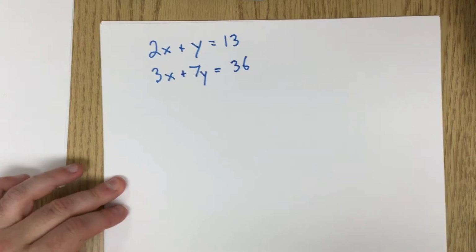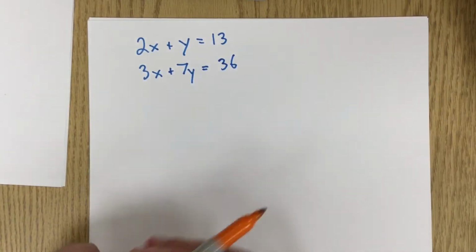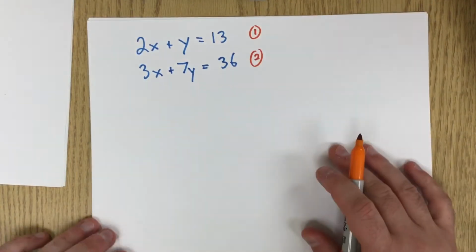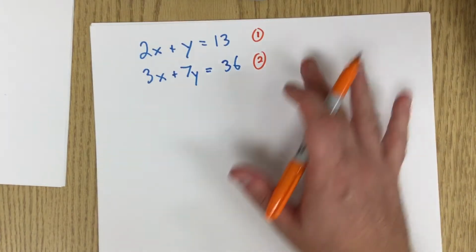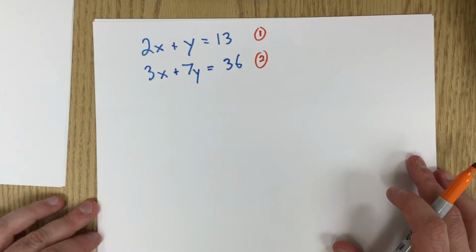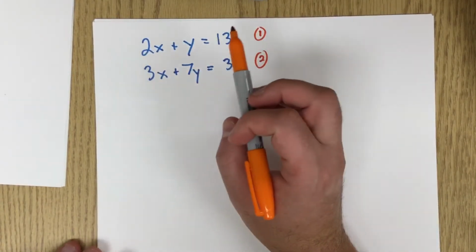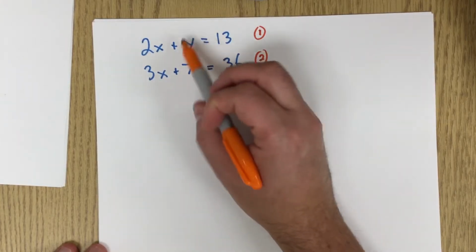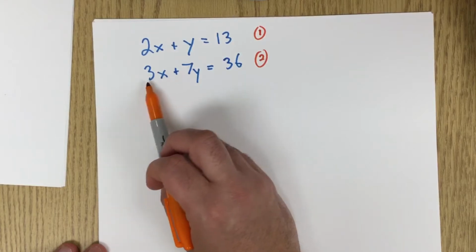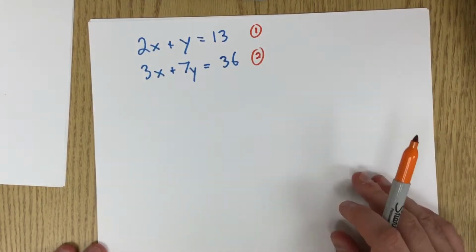What we're going to do is I'm going to start off by labeling the equations. So I'm going to label this equation 1 and this equation 2. What we're going to try to do is look at one of these equations and try to get one of the letters alone. So here the 2 and the x, we want to get the x alone. There's a 2 next to it. This is a y, and it's pretty much alone already, so that's probably a good candidate. This x has a 3 next to it, this y has a 7 next to it. This is the one that's almost alone, so we're almost there.